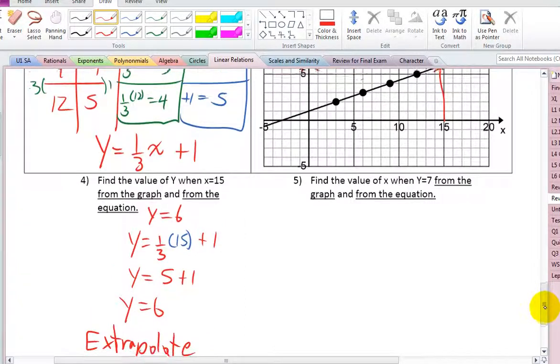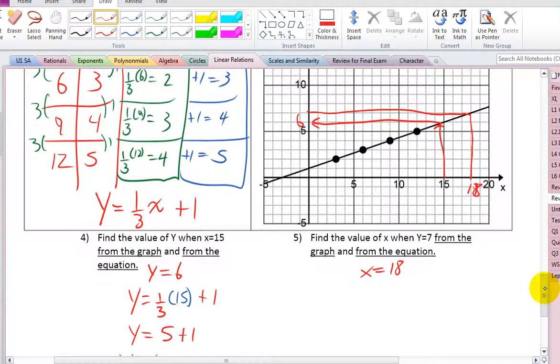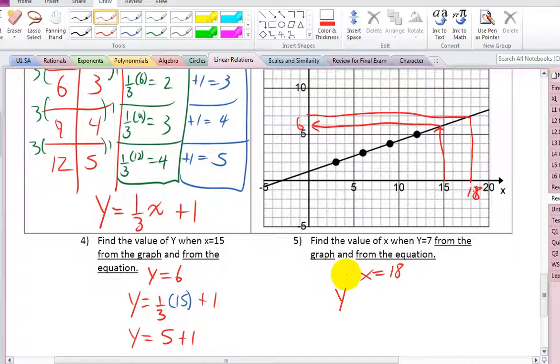Next one. Find the value of x when y is 7. So here's 7. You go over and down, and it looks like 18. So we think x equals 18. And we're pretty sure, this graph's pretty good, but you substitute in. So instead of y, you're going to substitute in the value 7 equals 1/3 x plus 1.